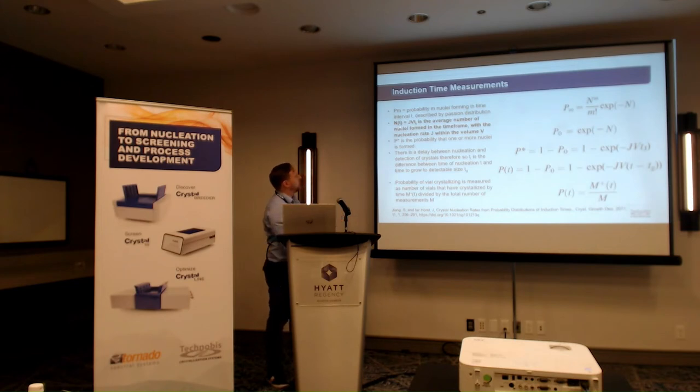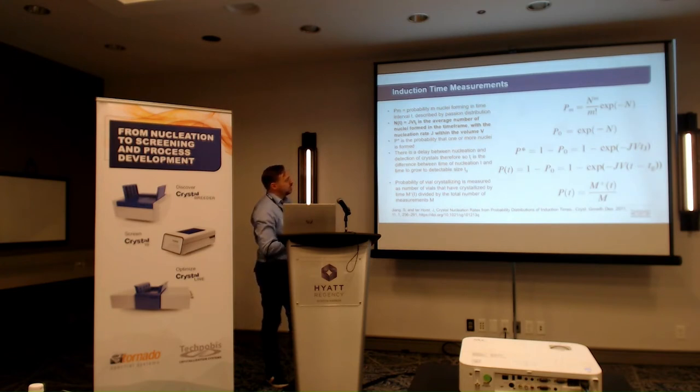But the important one to maybe look at is N, which is the average number of nuclei formed in a system within a time frame, which is then defined as the nucleation rate J, the volume that you're then measuring within, and the time frame of measuring. So the number of crystals formed in a volume over a period of time.